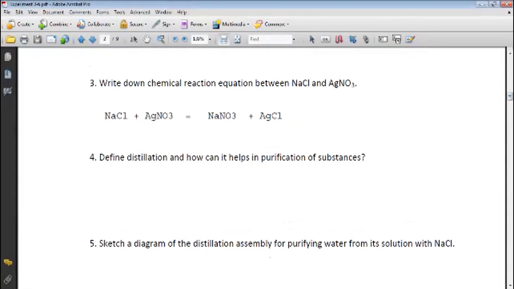the third one: write down the chemical reaction between sodium chloride and silver nitrate. This is sodium, this is chlorine, and the compound is called sodium chloride. This is the common salt we are using, and this is silver, and the other compound is the nitrate, and the whole molecule is called silver nitrate. So actually this is the test.